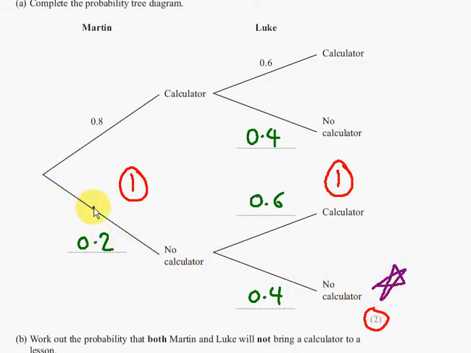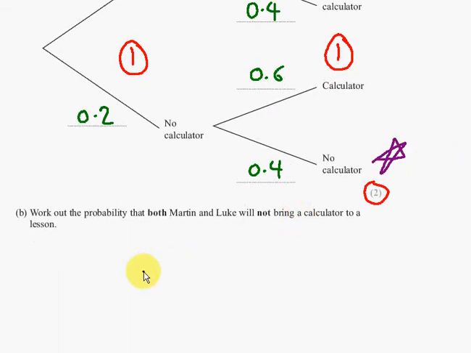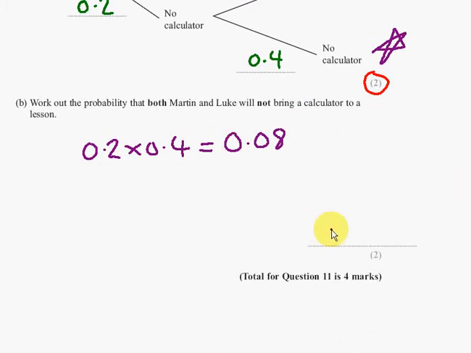Now remember, you times across the tree. So it's going to be 0.2 times by 0.4. That will give us the probability that Martin and Luke don't bring a calculator. Okay, so the answer is 0.08. So I'm just going to write that on the answer line, and that's the final answer.